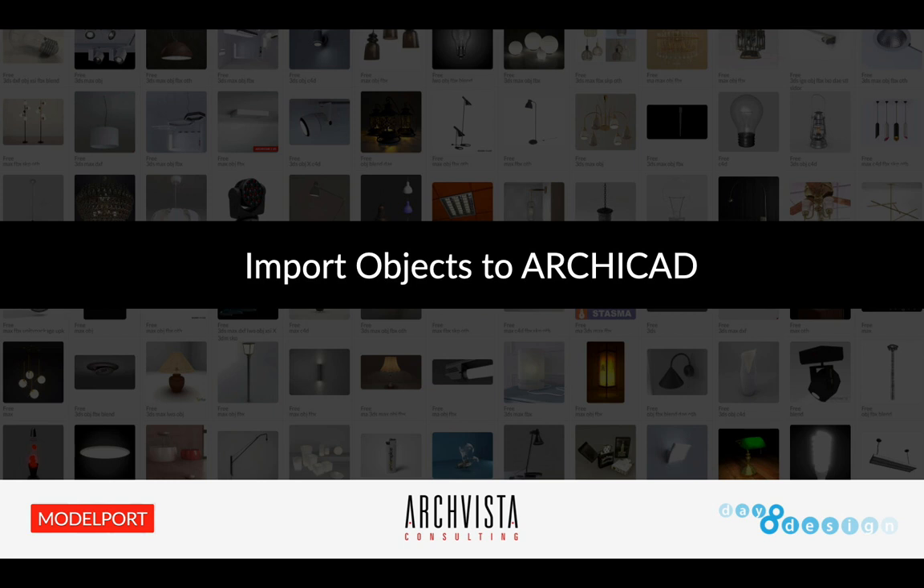So once you've decided what object you're going to download, you download it for either ARCHICAD or Twinmotion, or you use the Model Port plugin as well. So let's say you're going to download an object and import it in ARCHICAD.